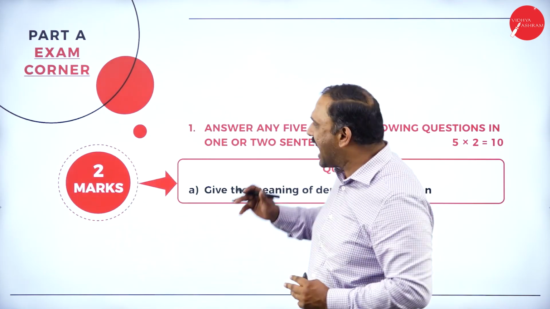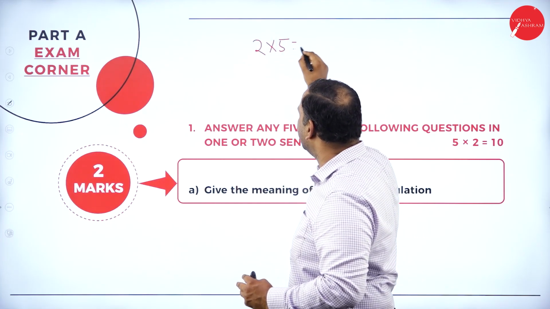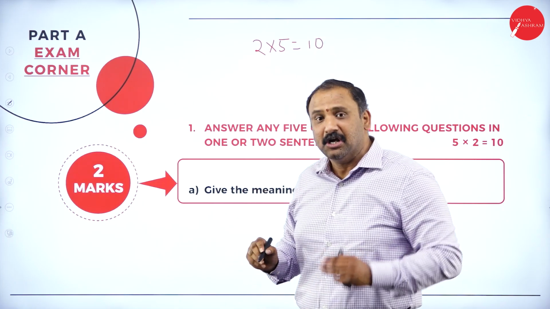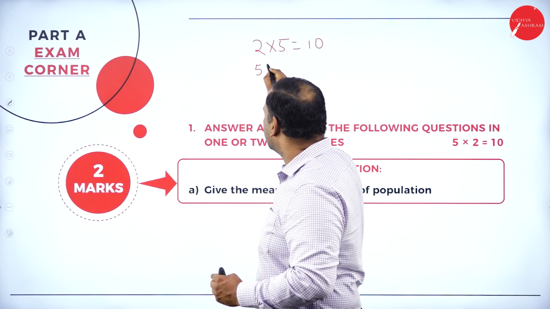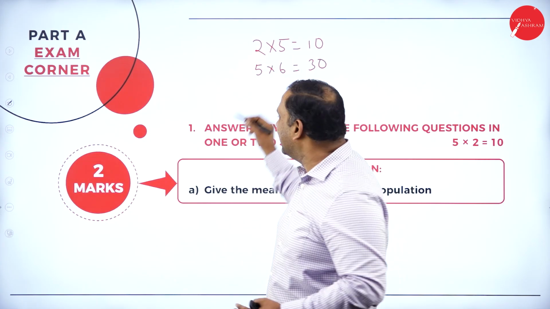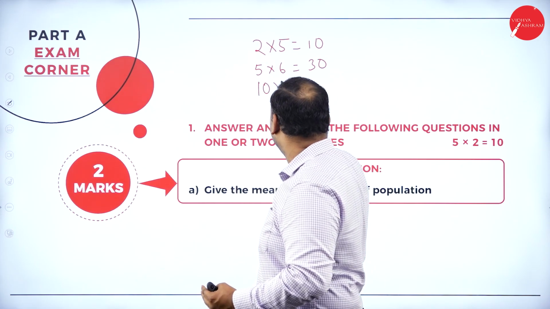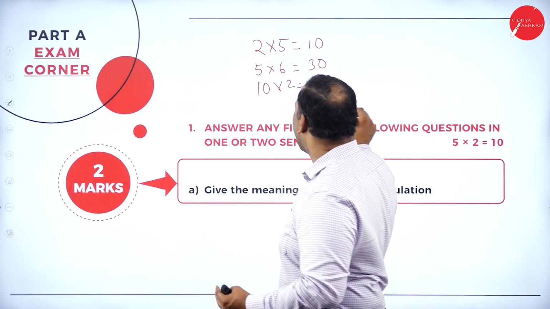You will definitely have 2 marks question which you have to write 5. So 2 into 5, that will be for 10 marks. Followed by 5 mark questions which you have to write 6. So you will have about 30 marks coming up here, followed by 10 mark question which you have to write 2. So that would be for 20 marks, and that makes the total as 60.